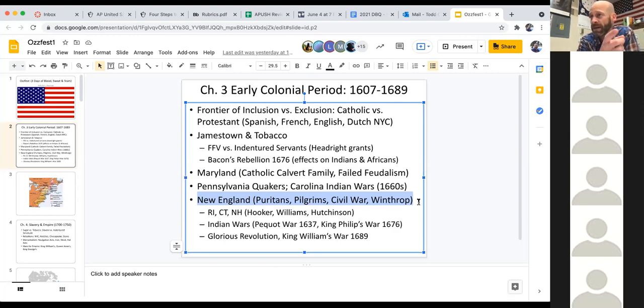The starving time that I mentioned just a little while ago for Virginia, that doesn't happen in Massachusetts. They do have some difficulties, but they don't have this appalling 80% death rate, because whatever you want to say about the Puritans, they were hardworking people. And they went to work and they said, well, if tobacco doesn't plant, we're going to have to grow our own food. We're going to have to get creative. And so they did. They started building kind of a multifaceted economy.